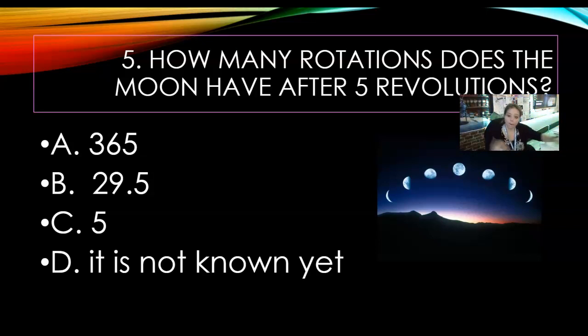How many Earth days would that be? So all I would do is 5 times 29.5, and I get 147.5 days. So almost, that'd be like 5 months-ish, like maybe 4.5 months.